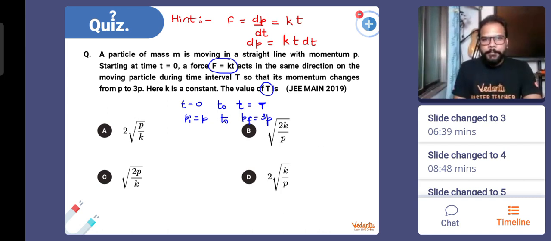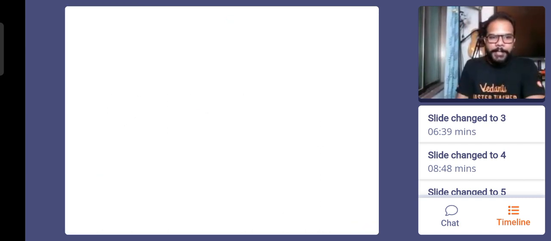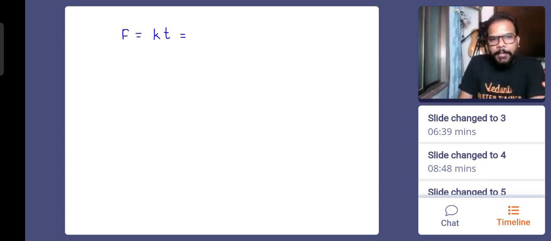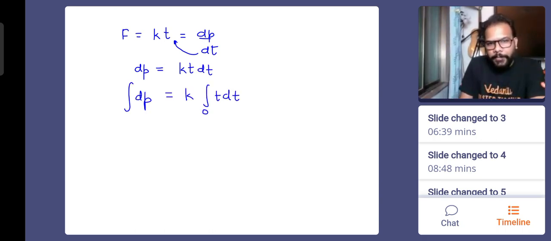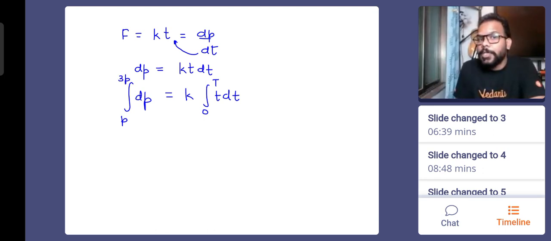So guys, we have been given force as kT. Listen to me now. The force is given to you as kT, which you can say is rate of change of linear momentum. I can write rate of change of linear momentum, dp, as kt dt. So I can integrate this, and I can integrate the right hand side as well. The time is going from 0 to capital T, momentum is going from p to 3p. The limit has been given. Momentum is changing from p to 3p.